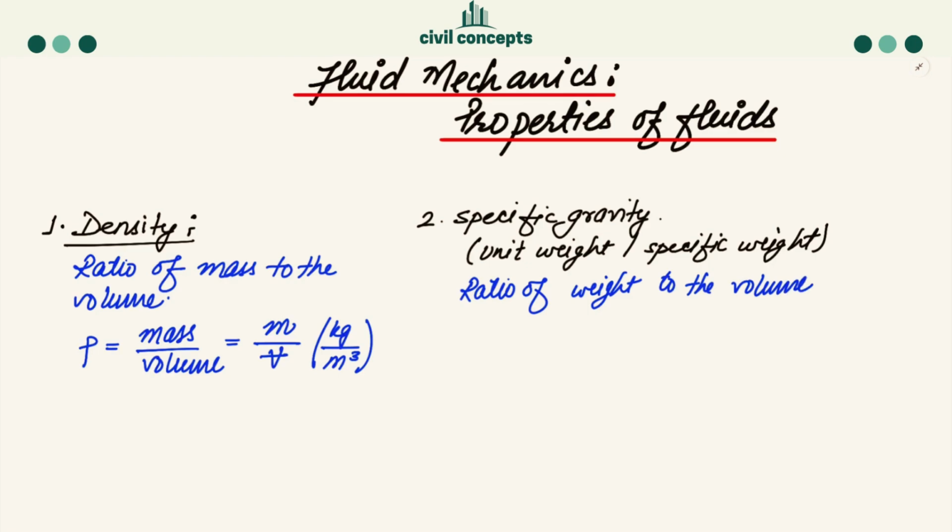Now let's look at how the formula goes. Specific gravity is denoted by the symbol gamma, and this is given by weight upon volume. As you know, weight will be denoted by capital W and volume is denoted by V. Again, weight is a force unit, so this will be denoted by Newton and volume is denoted by cubic meter. Hence, the unit of specific gravity is Newton per cubic meter.